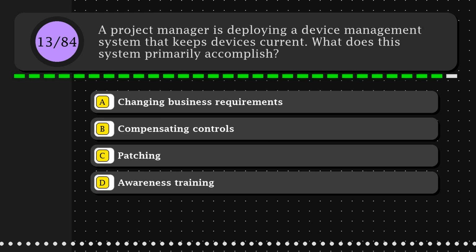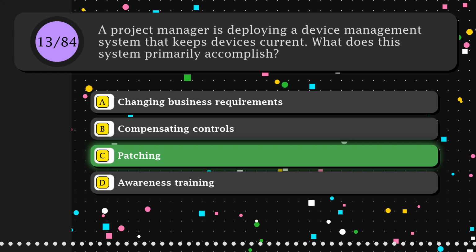Question 13. A project manager is deploying a device management system that keeps devices current. What does this system primarily accomplish? Option A. Changing business requirements. Option B. Compensating controls. Option C. Patching. Option D. Awareness training.